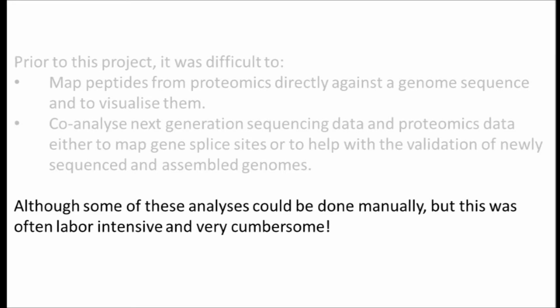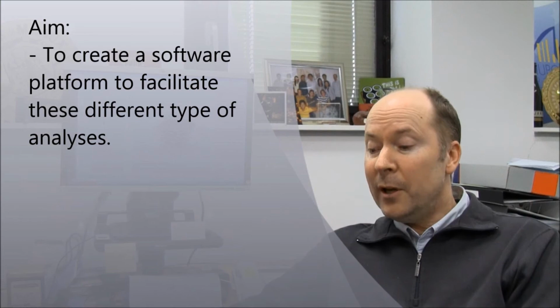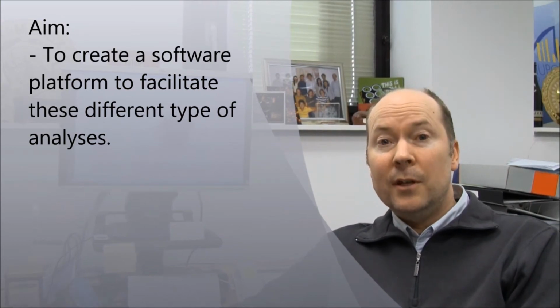So some of these analyses could be done manually, but it was really quite labour intensive and cumbersome to do so. So the aim of this project was really to create a software platform that would facilitate these different types of analyses. We call the project the Proteome-Genomic Nexus, or the PG Nexus, as it's all about building connections between data types and facilitate a series of visual and other quite in-depth analyses.